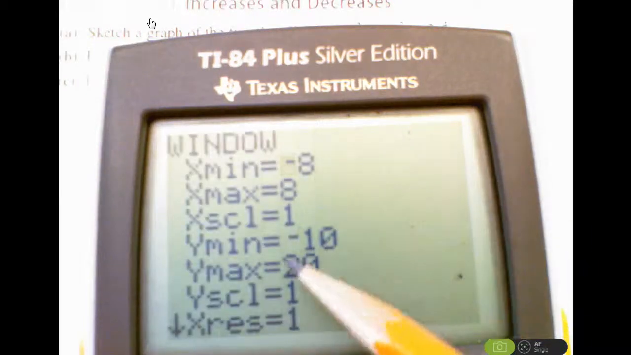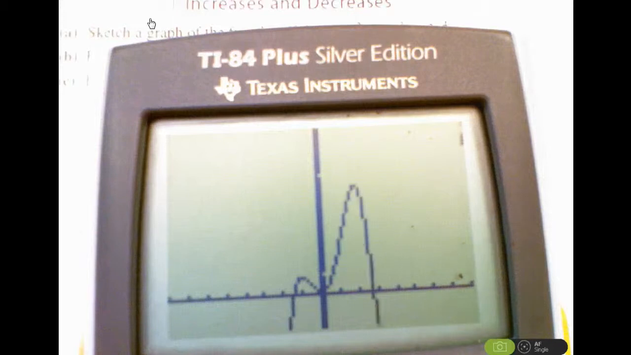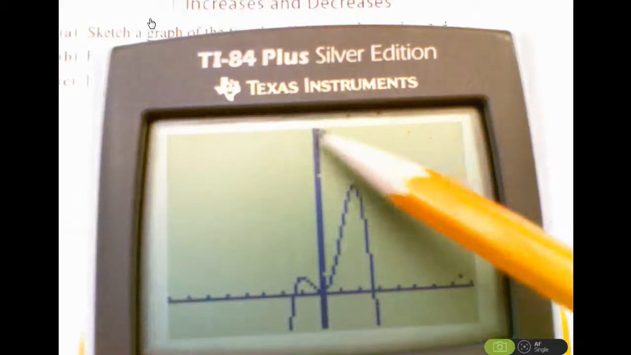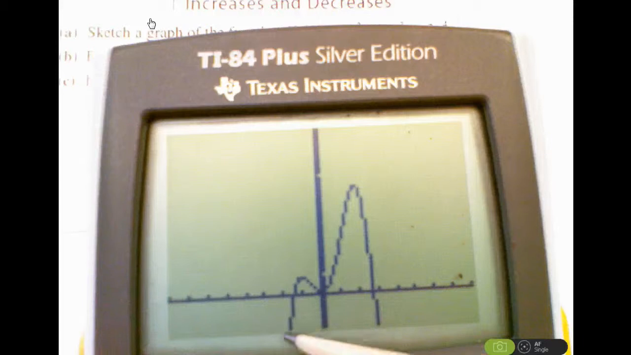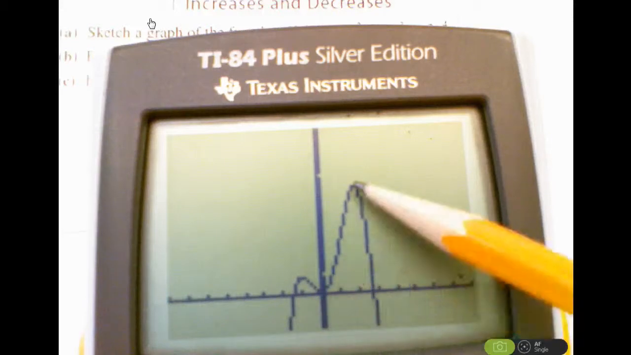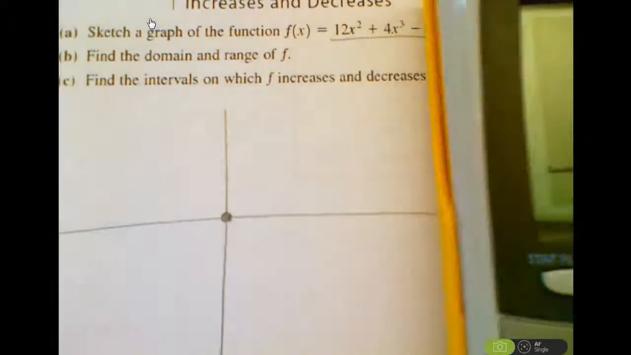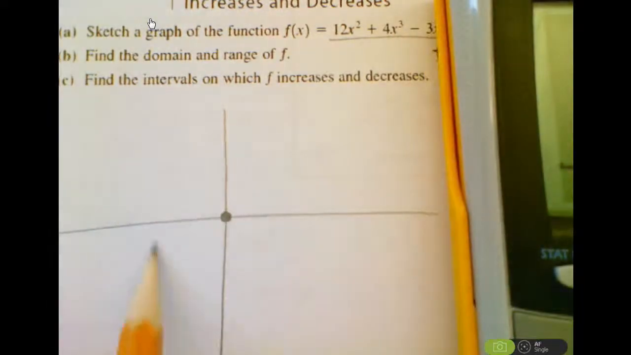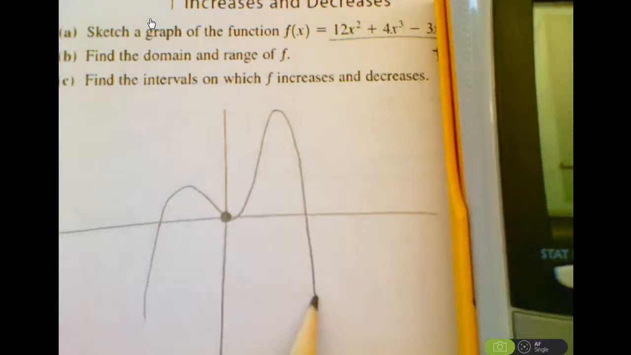So if 20 doesn't do it, then maybe 50 will do it. So when you graph, you can see how, oh, 50 was good enough. Maybe I could have gone to 40. So I see the function increasing, then decreasing, then increasing again, then decreasing. So this will be a good sketch for my graph. So it increases, decreases, increases again, and decreases.